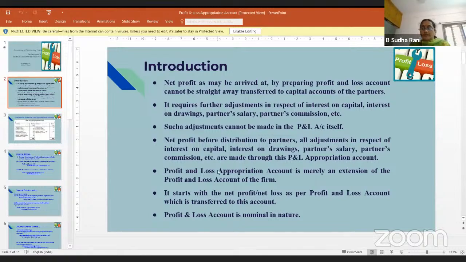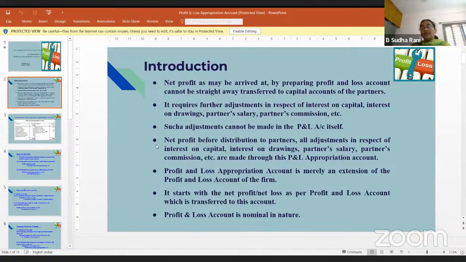So the profit and loss appropriation account is an extension of the profit and loss account only. After making all the adjustments to the partners in relation to their interest on capital, interest on drawings, and then their salary or commission, after making all the payments to the partners, the leftover profit will be distributed to the partners in their profit sharing ratio. That's the reason we call it an extension of the profit and loss account, and it is also nominal in nature.